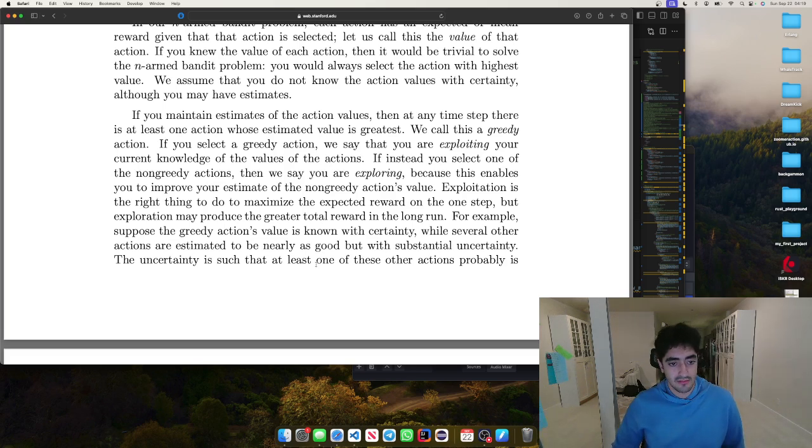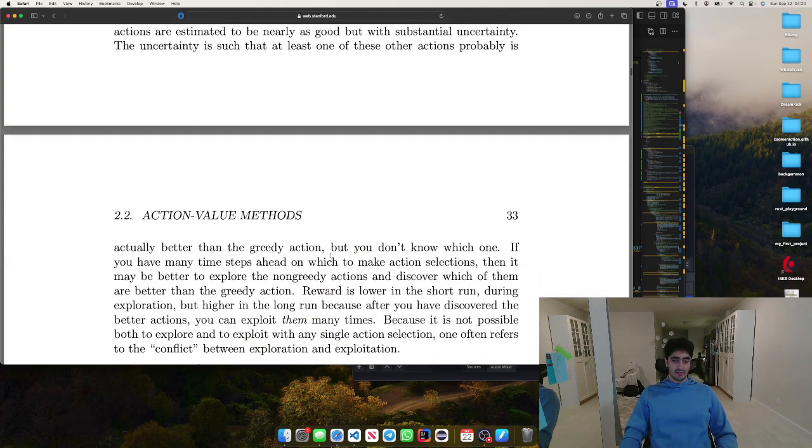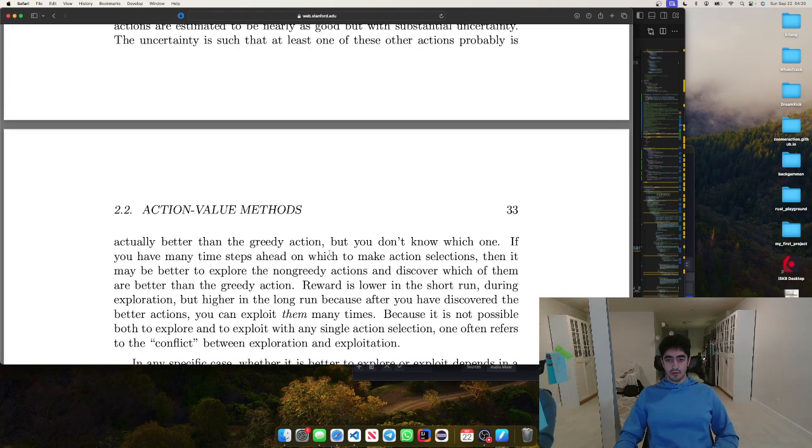For example, suppose the greedy action's value is known with certainty, while several other actions are estimated to be nearly as good but with substantial uncertainty. The uncertainty is such that at least one of these other actions probably is actually better than the greedy action, but you don't know which one.